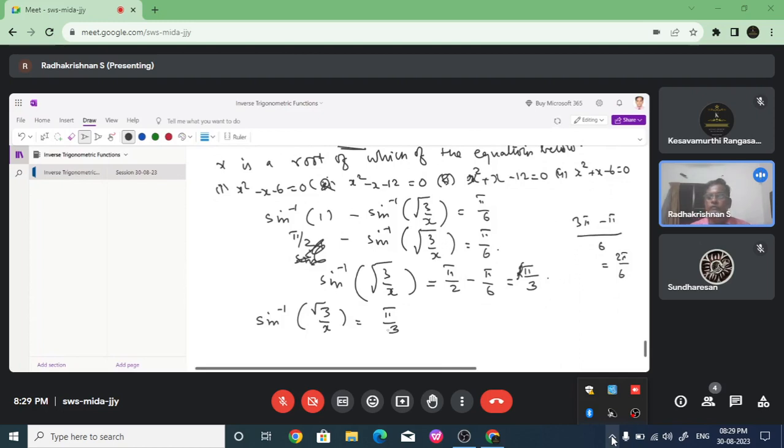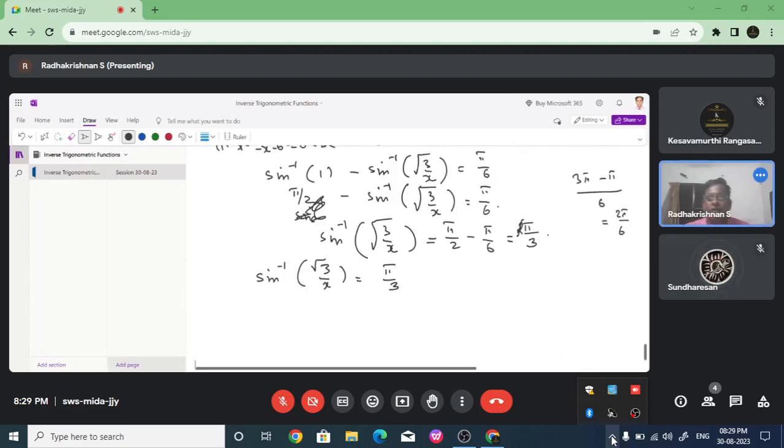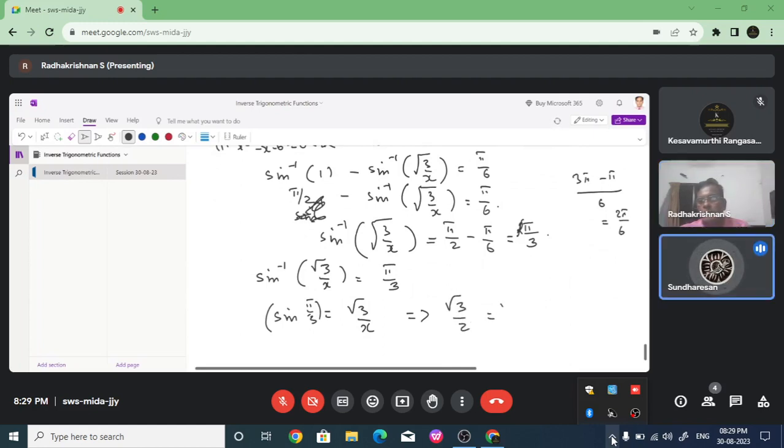So how do we proceed from now? Sir, sin pi by 3 equal to root 3 by root x. And we know the value of sin pi by 3? Root 3 by 2. So root 3 by 2 equals root 3 by root x. So root x equal to 2, x equal to 4, sir.